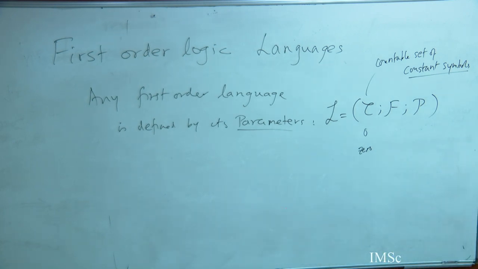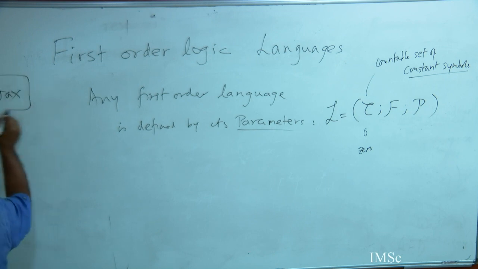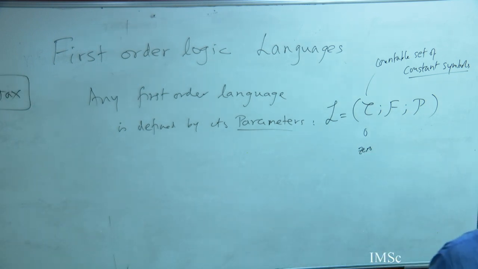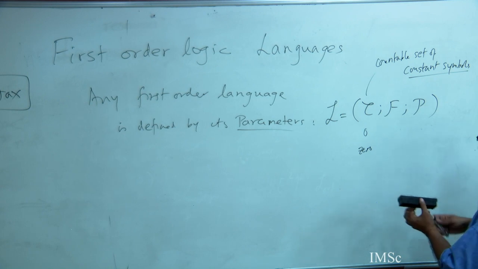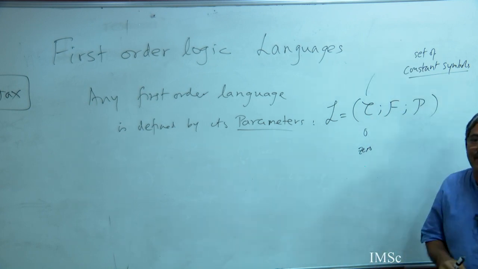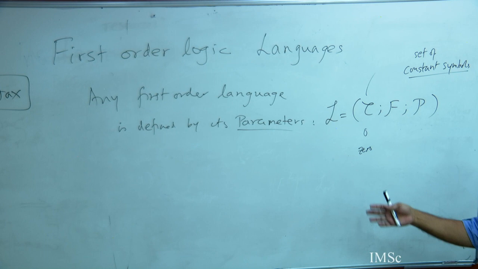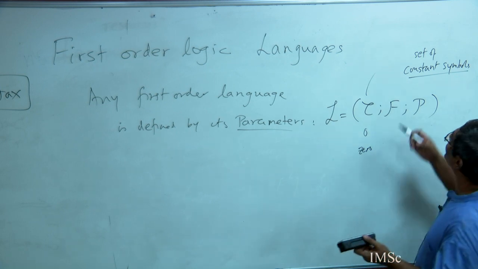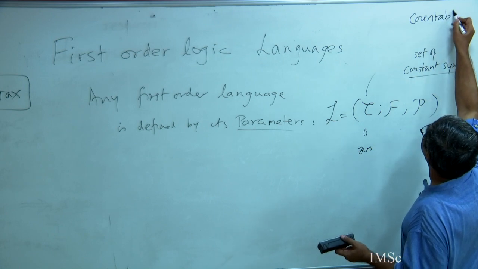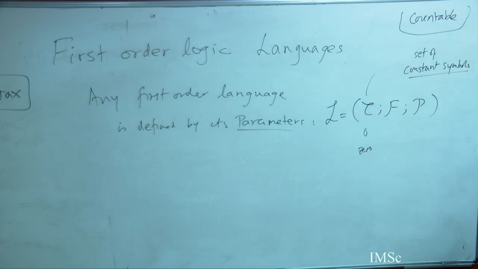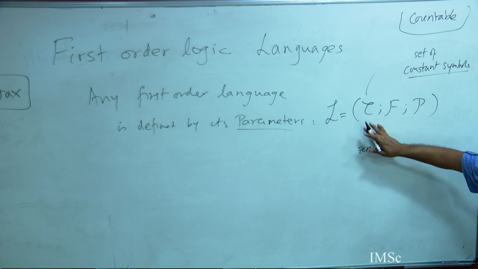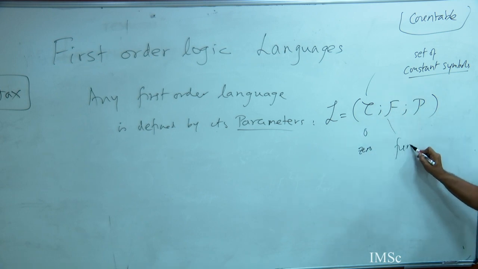So what we are describing is what anyone would call the syntax of first order logic. What does the word syntax mean? Somebody? Sir, why only countable set? Why not any arbitrary set? Well, you can have continuum cardinality, whatever cardinality you like, but that will make proofs more difficult. So for now, until further notice, all sets that I assume in the language are going to be countable sets. So, a countable set of constant symbols, a countable set of function symbols.